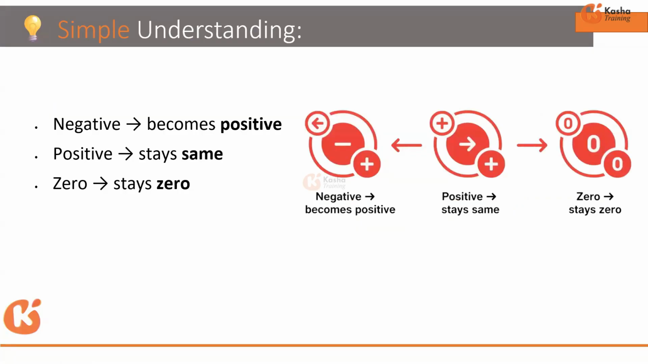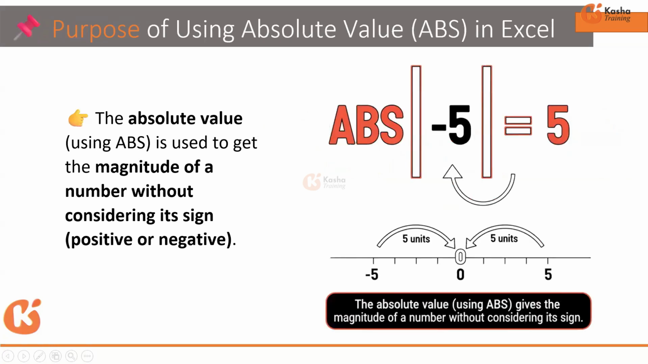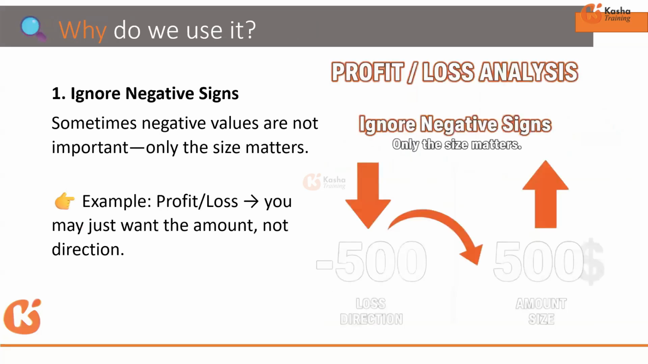Now, why do we need this? The simple understanding is that negative becomes positive, positive still stays the same, and 0 remains 0 only. So that is your absolute variance. The purpose of using absolute variance is that it gives the magnitude of a number without considering its sign, whether it's positive or negative. It will give you the number without any sign to it.